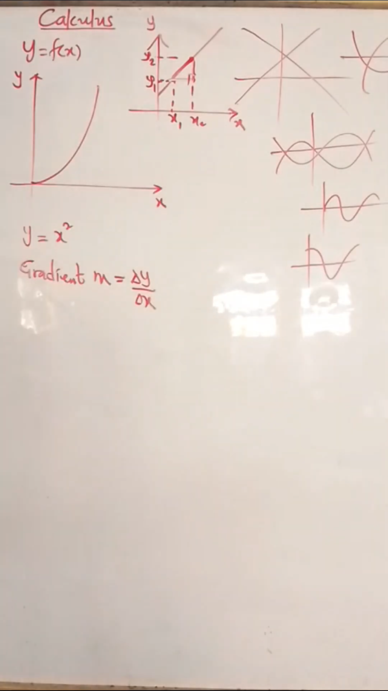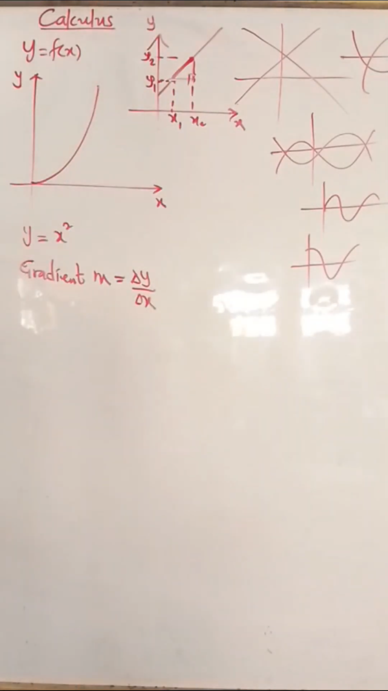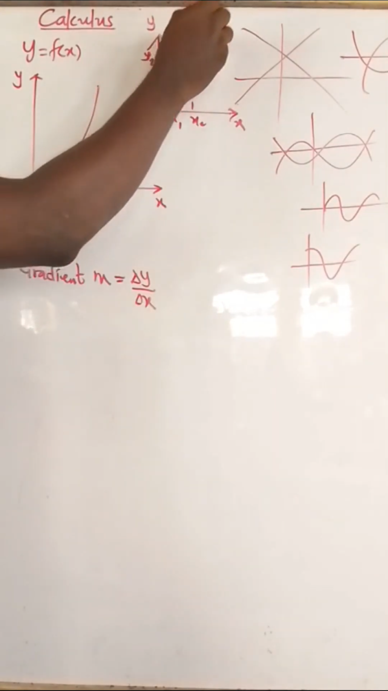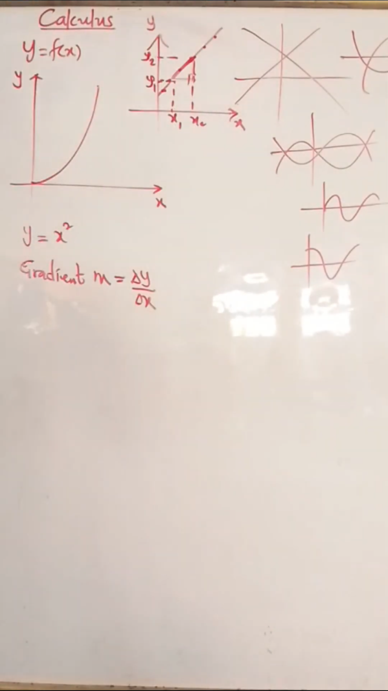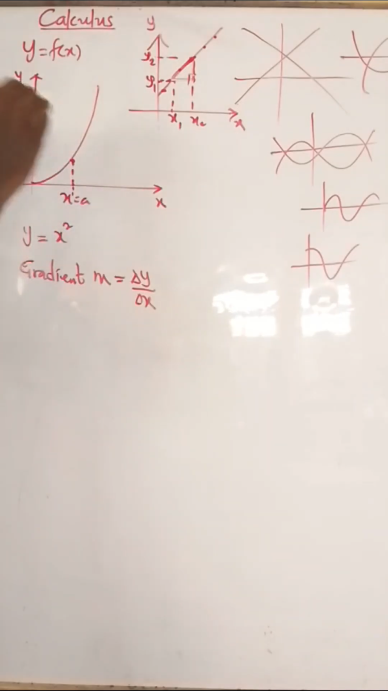But it is different for a curve. For a straight line, the gradient is constant at every point. At this point, the gradient here is the same as at the other point. At every point, the gradient is the same. But for a curve, the gradient changes from point to point. So suppose at this particular point, let's say where x equals a, what is the gradient here?